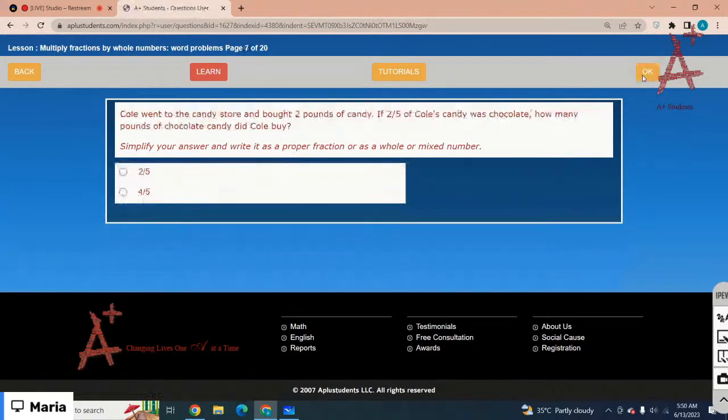Okay, the next one is Cole went to the candy store and bought 2 pounds of candy. If 2 by 5 of Cole's candy was chocolate, how many pounds of chocolate candy did Cole buy? So which is the correct option? You have to do 2 times 2 over 5. So which is the correct option?